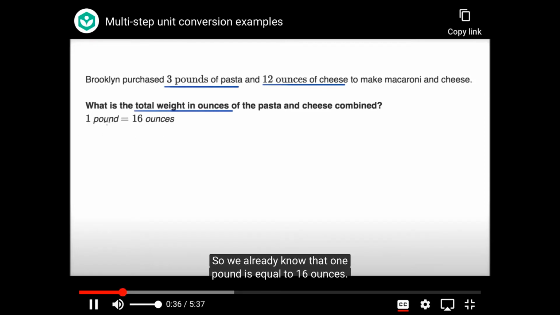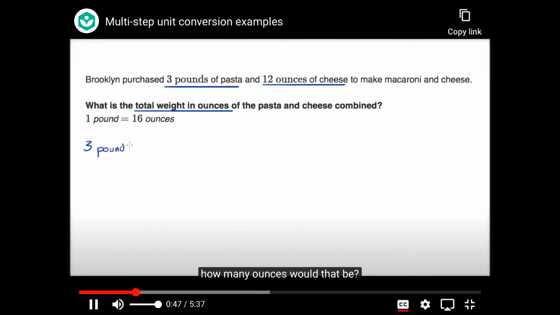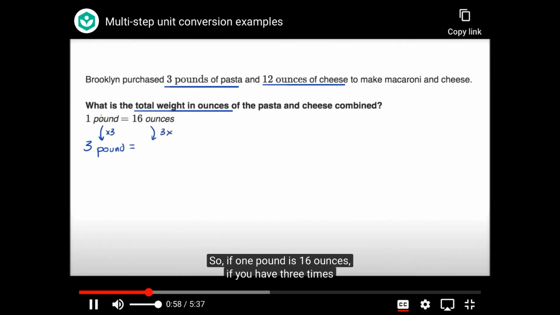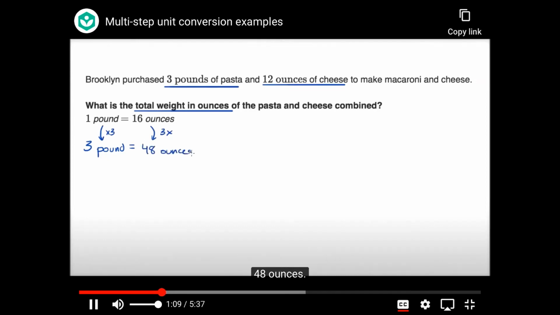So we already know that 1 pound is equal to 16 ounces. They tell us that. So what would 3 pounds be? If I had 3 pounds, how many ounces would that be? And I encourage you to pause the video and think about it. Well, let's see, if you're having 3 times the pounds, you're also going to have 3 times the ounces. So if 1 pound is 16 ounces, if you have 3 times as many pounds, you're gonna have 3 times as many ounces. So 16 times 3 is 48 ounces.